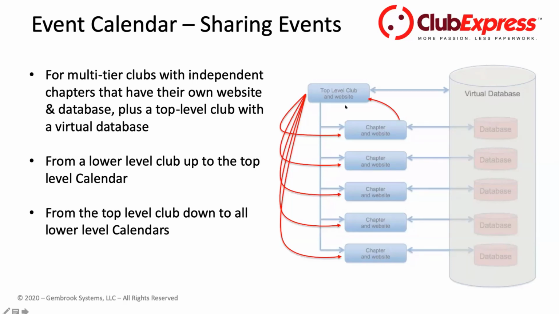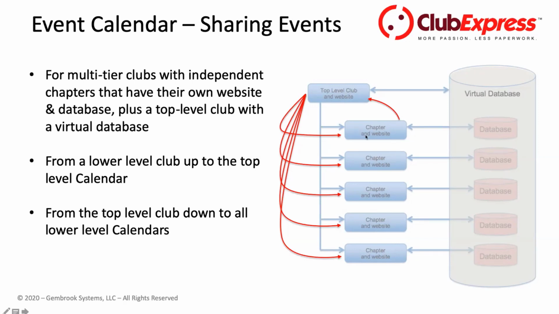But there is also a top level, call it a district, for example, a top level organization that has a virtual database comprising the databases of all of the chapters. It has its own website. And so we've added a feature now where you can define an event at the chapter level and check an option, and that event will display on the calendar at the district level.